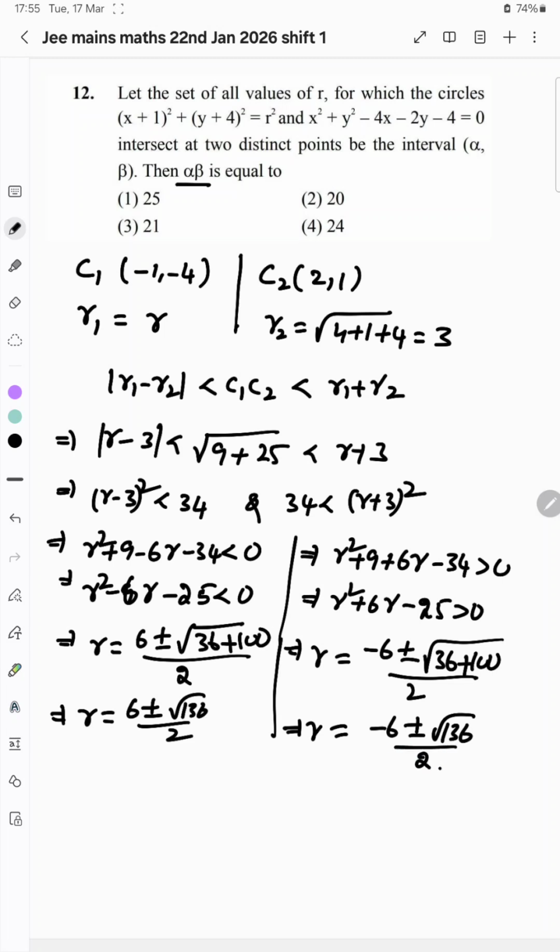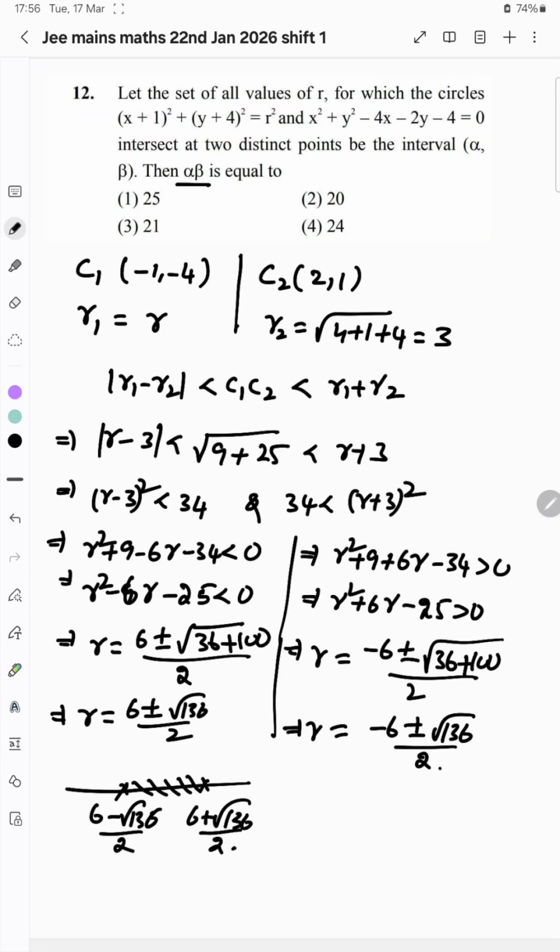Now how are we going to write this? Here it should be negative, and here it should be positive. So in the first case, to be negative, the r value must be taken in between the roots. Take a real number line. (6 - root 136)/2 is one critical point. Another critical point is (6 + root 136)/2. In between the roots only are the values of r possible.